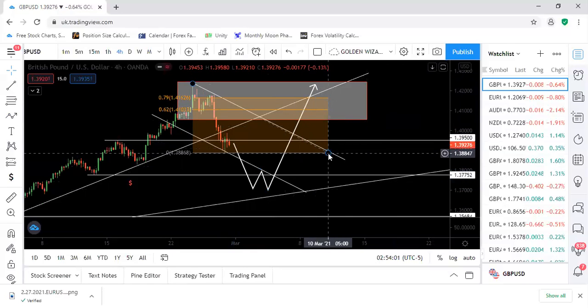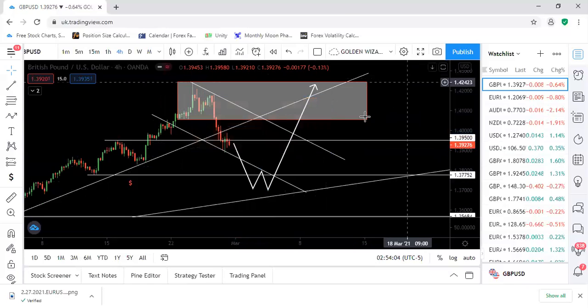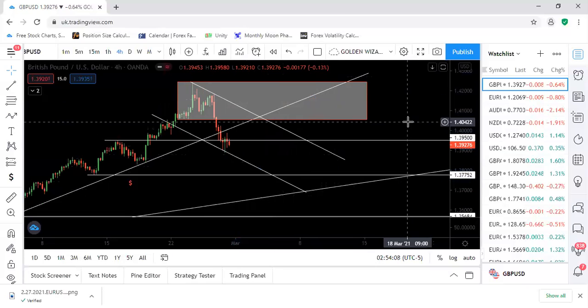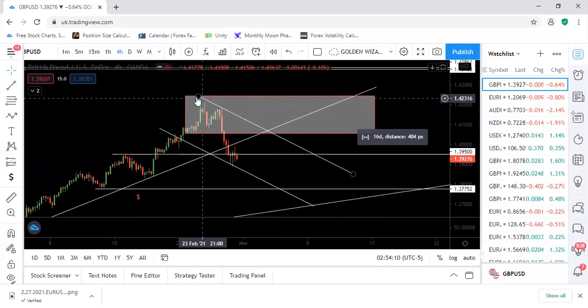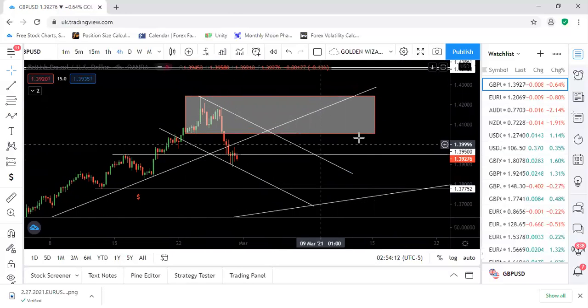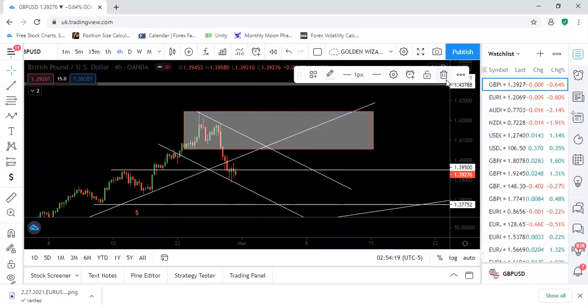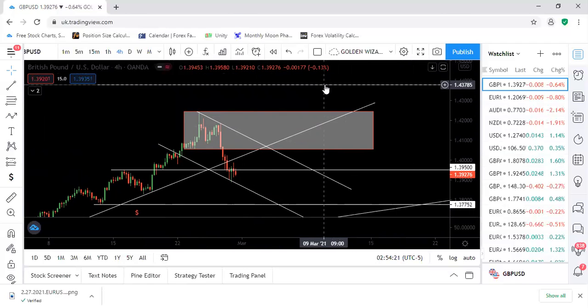So just a quick look at what I'm looking at on GU right now. I see here on the 4-hour, order flow is clearly bearish. However, my higher time frame analysis is still bullish. I still believe this high is the target.